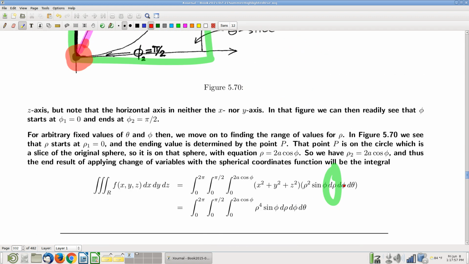So rho goes from 0 to 2a cosine phi. Everybody see how that works?